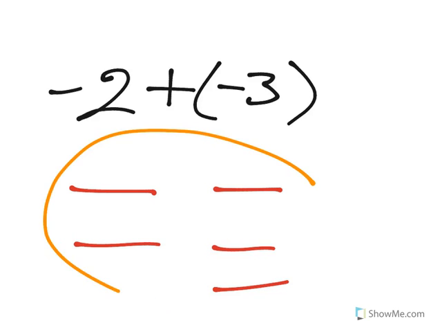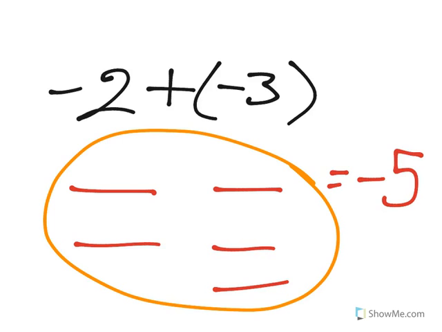So if nothing cancels, everything stays. So how many negatives do you have now? You have 5 negatives, or negative 5. Okay, and you're done.